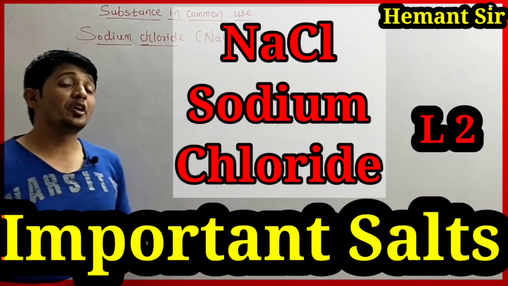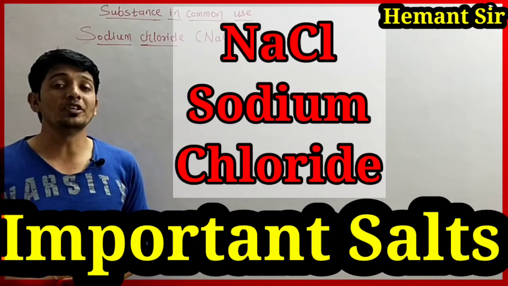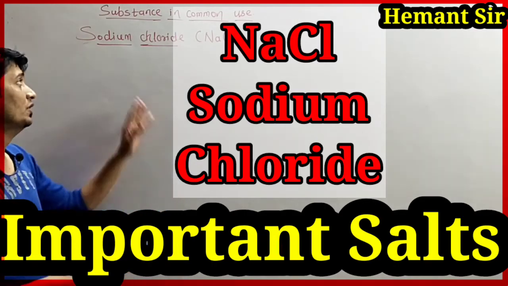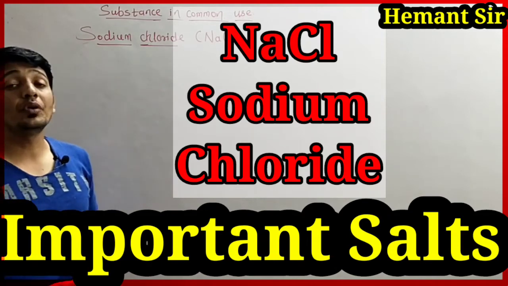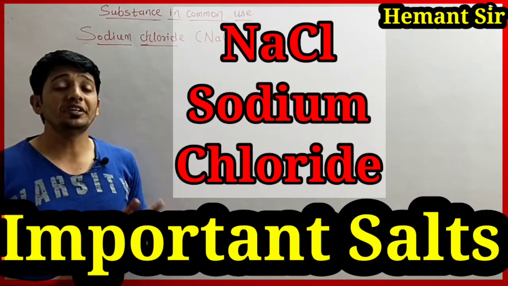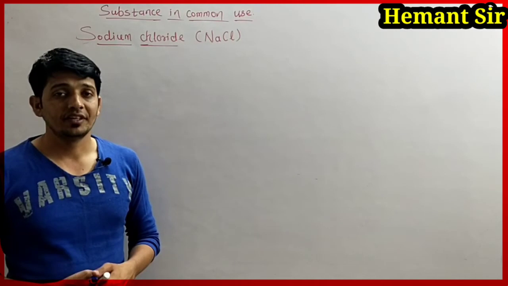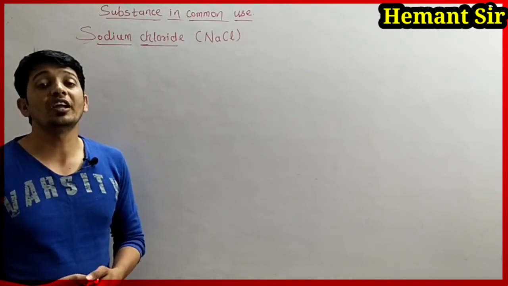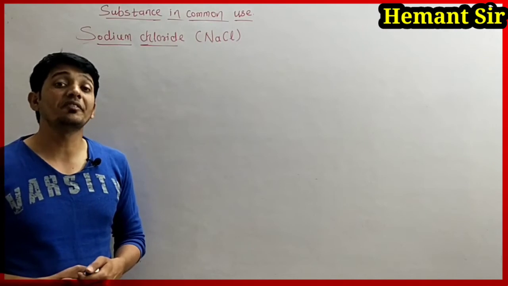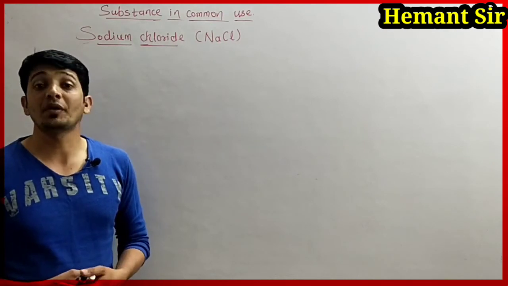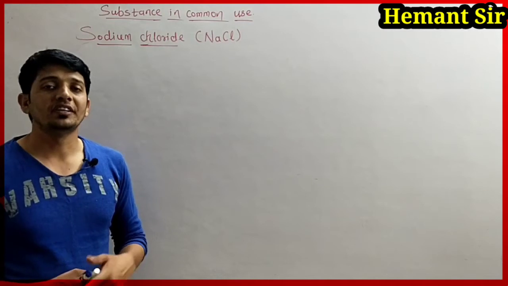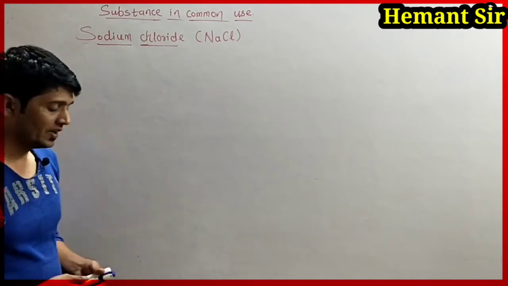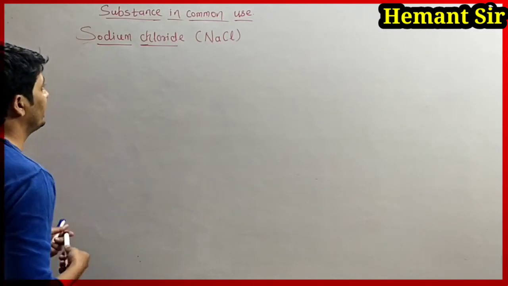So today we are going to understand about the common salt, which is sodium chloride. Sodium chloride is a very important compound because it is part of our daily life. It is very useful for our body to produce electrolytes, which help in different biochemical reactions performing inside our body. That's why sodium chloride is very important. So let's understand in detail.